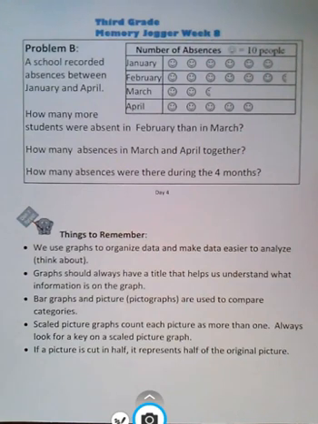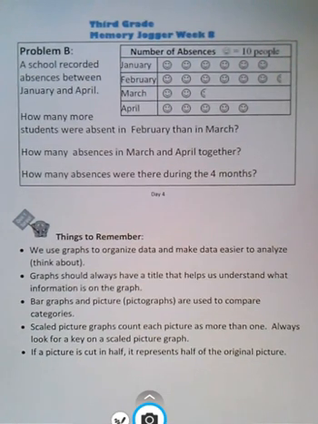Let's take a look at week 8, day 4, problem B. A school recorded absences between January and April. How many more students were absent in February than in March? How many absences in March and April together? How many absences were there during the 4 months?